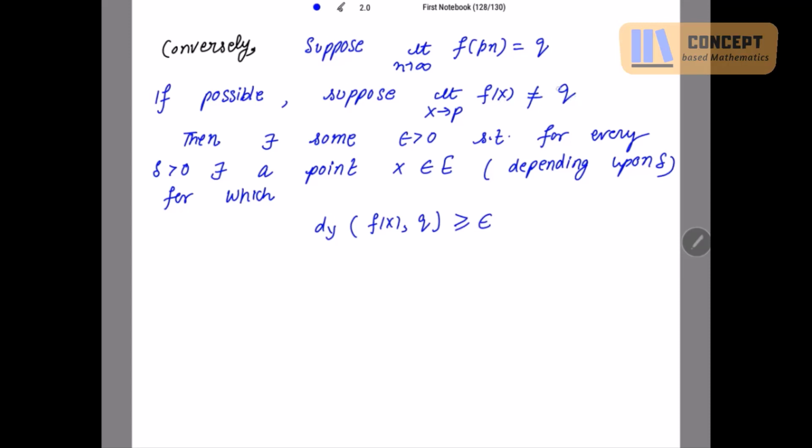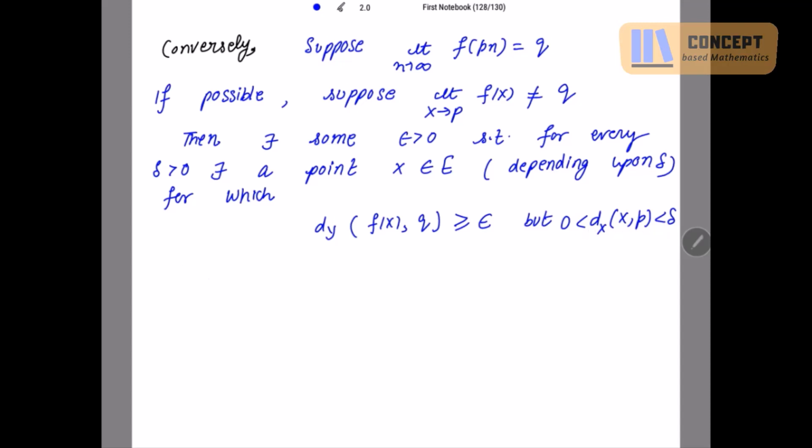because I have supposed this not to be equal to q. If f of x is equal to q, then I will take this distance to be less than epsilon according to the definition. But now I am supposing this not to be equal to q, so the definition is reversed. But distance in x, x comma p, is less than delta. So this would not change.